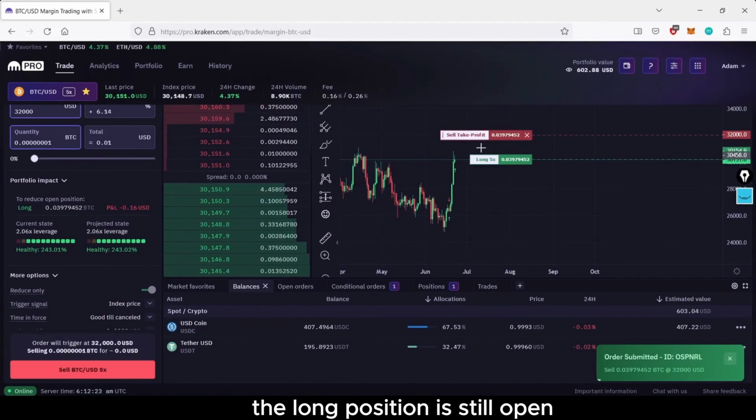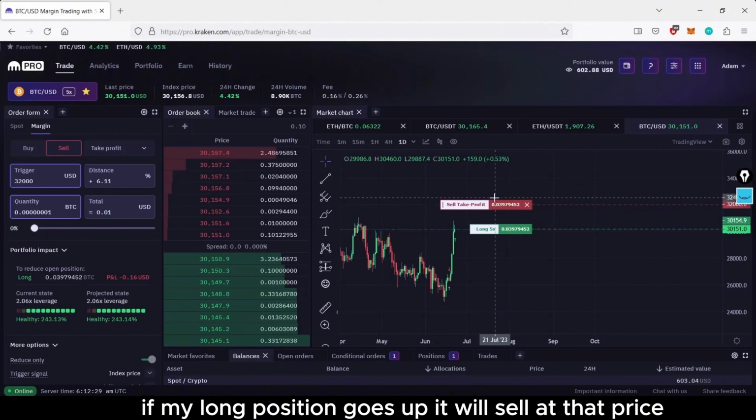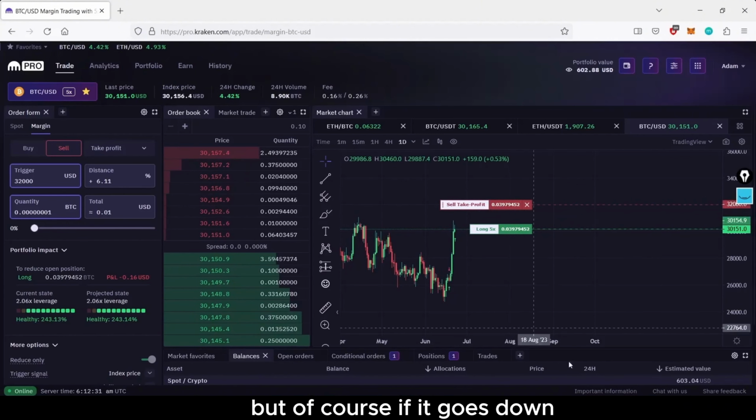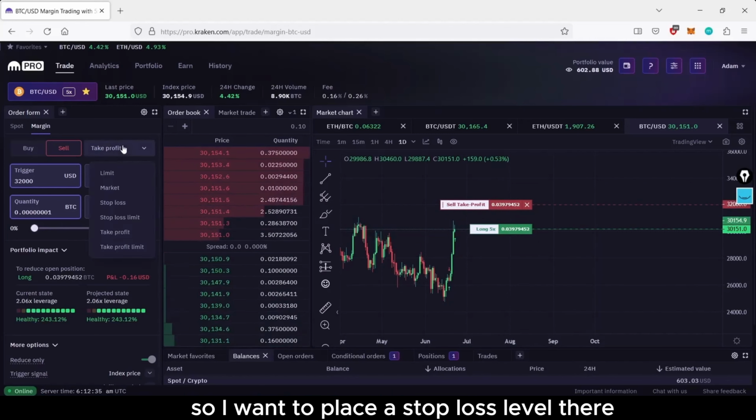The long position is still open. It's just placed a sell, take profit order at that price. If my long position goes up, it will sell at that price. But of course, if it goes down, it's going to go down to infinity still. So I want to place a stop loss level there.